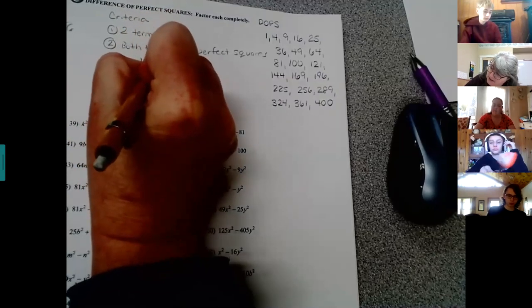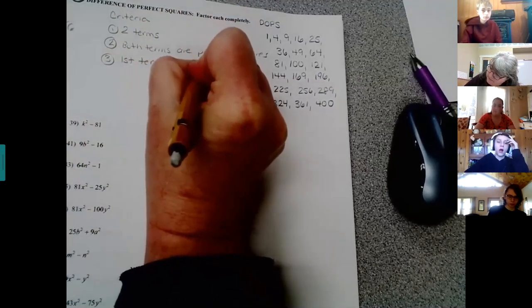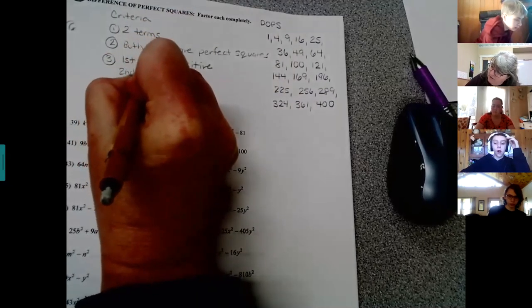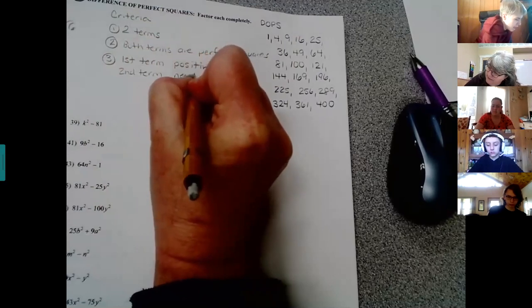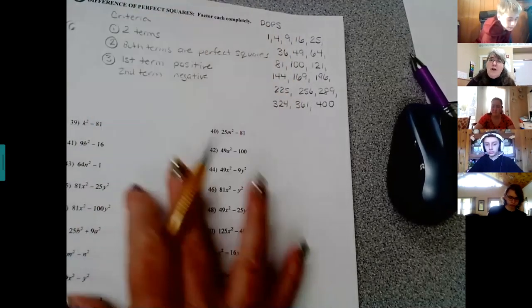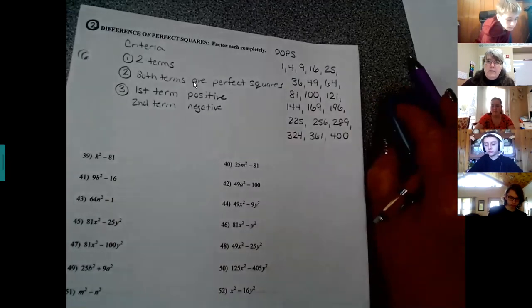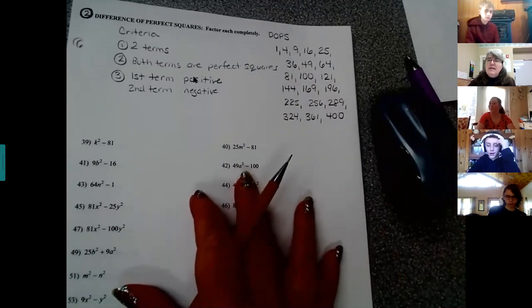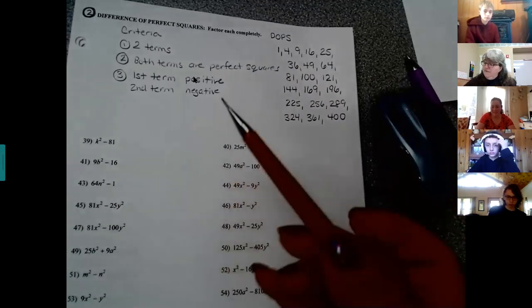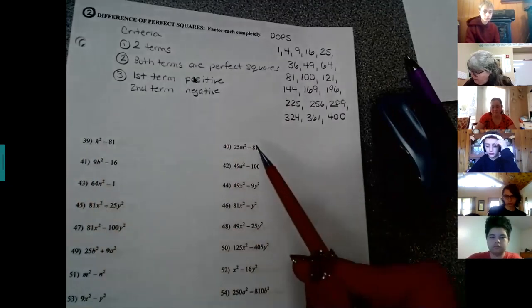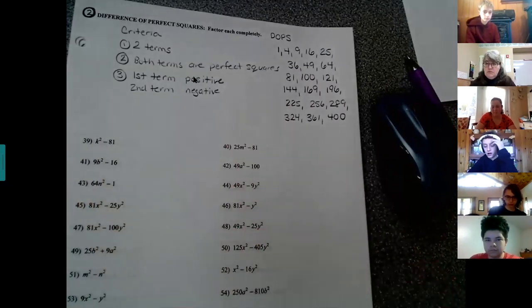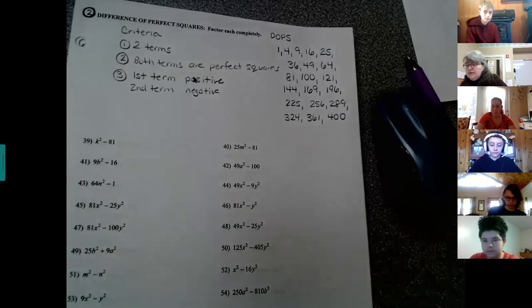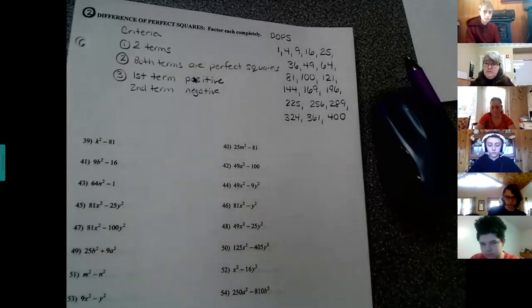Step number 3, the first term is positive, and the second term is negative. Difference means subtract. Oh, Derek's entered the waiting room. Let's let him back in. Okay. Difference means subtract. So if you don't have a negative in the middle, it can't be a difference of squares. Okay? Are you with me? Yep. These 3 criteria have to be met. Okay?